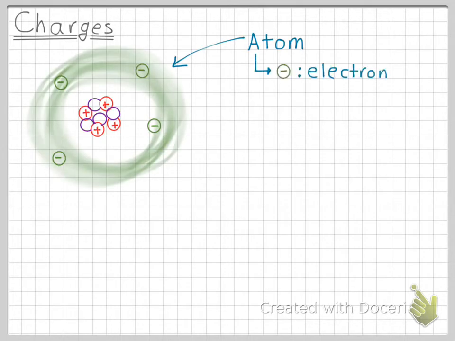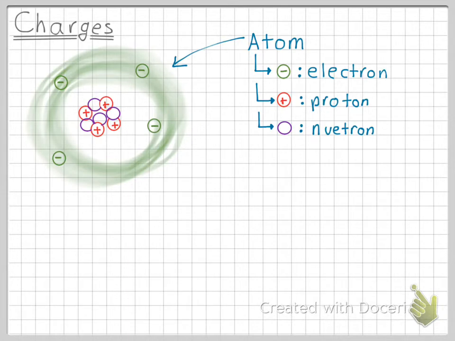This video is going to cover a brief introduction into charges. So here we have an atom, and this atom is comprised of negatively charged electrons that live in the electron cloud, positively charged protons that live in the nucleus, and those protons also live in the nucleus with neutrons, which have a neutral or zero charge.